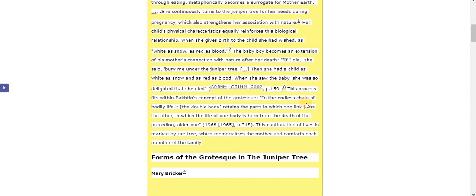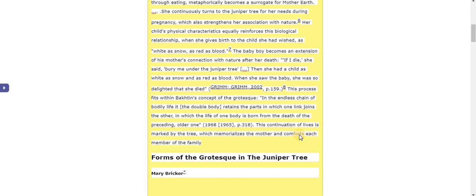That is, a person dies, and from that dead body another person is born. So there is a continuation of life, and the tree marks the continuation of life in Juniper Tree. Here also, the woman dies and she is buried beneath the Juniper Tree, and the Juniper Tree in one way or the other gave birth to the boy. So this is a cyclical process which is closely associated with the tree.